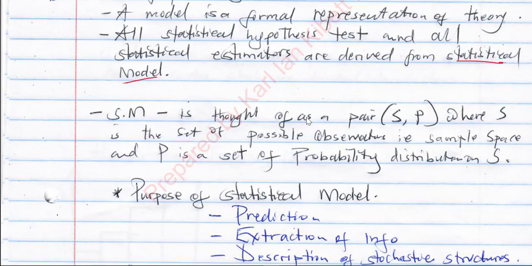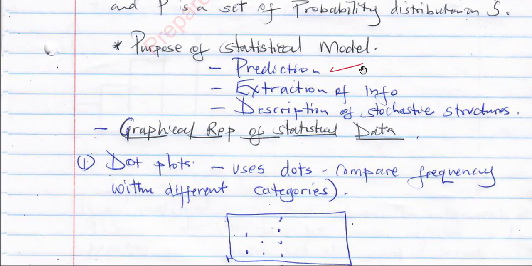So what is the purpose of statistical modeling? One is prediction, extraction of information, and distribution of stochastic structures. You can predict: when you get a sample of people, you can project that in the near future the rate at which the coronavirus is spreading will be reduced. You can also extract information, such as what the main causes of the spread are, and you can get the stochastic structure of the happenings.